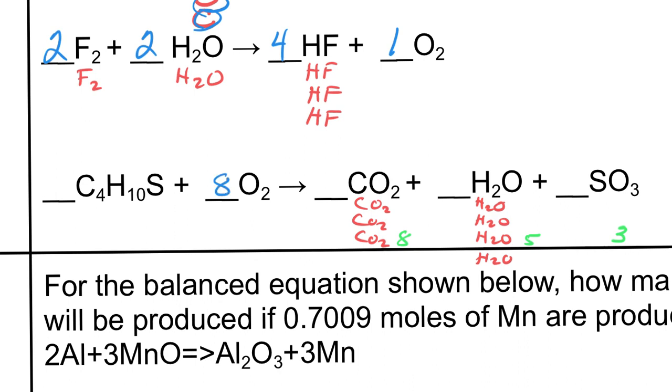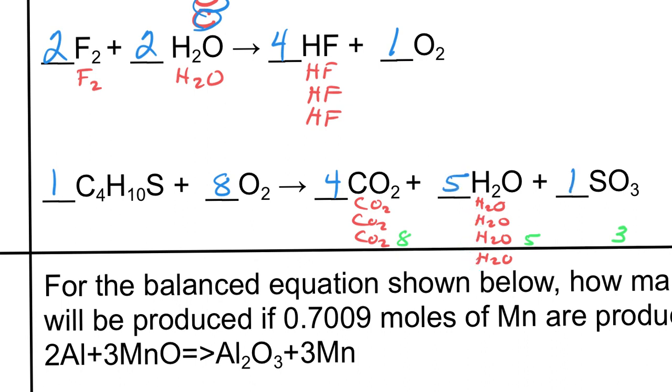And then if I go back and put all the coefficients where they need to be, I've only got 1 copy of the first compound over here at the beginning. Here I've got 1, 2, 3, 4 copies of the CO2, so I'm going to put a 4. And then I'm going to go ahead and put 1, 2, 3, 4, 5 copies of the water.